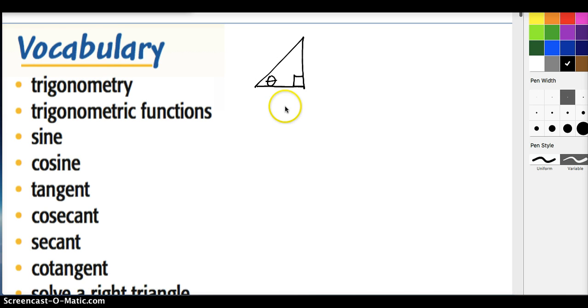So, for instance, let's say I'm dealing with the following right triangle, and I know that this is the hypotenuse, right? And if we're standing at this angle, this little symbol is called theta, and that's just a Greek letter that we often use for angles in mathematics. So if I'm standing here at this angle theta, the side over here would be considered the opposite side. And then the side right here would be considered the adjacent side, okay?